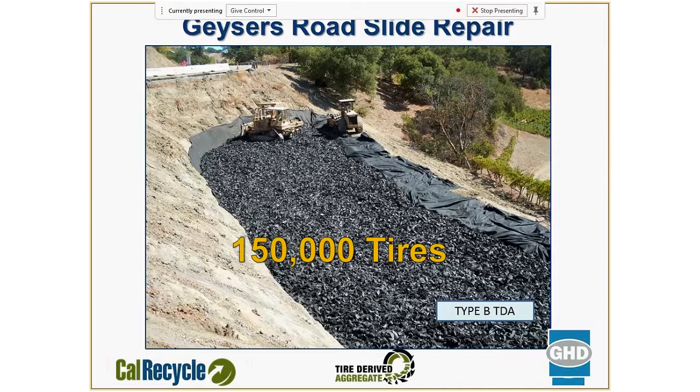Here's the solution. This is a typical design like the design I showed you. 150,000 tires. This was done not even by a subcontract. This was the county's own forces. And there it is afterwards. It is called Geysers Road. It goes up to a whole bunch of natural thermal geyser plants up in the hills, and so it gets a lot of heavy traffic. And the road performs great. No problems.